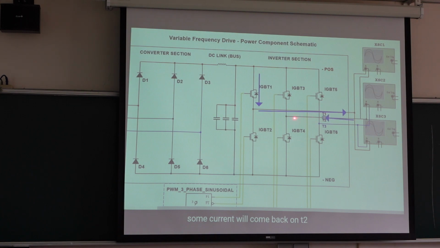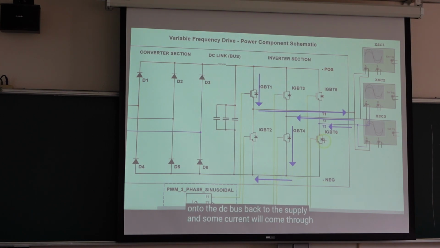Some current will come back on T2, go back to B phase, and some current will return on T3. Now there is overlap with 3 phases. It'll come from here to the motor through B phase to negative, T4 onto the DC bus, and back to the supply. Some current will also go from A to C through IGBT6 and then back to the supply. Then one of them will shut off, and a little current will continue to flow on the other one, and so on. So they sequence in 3s. Just keep that in mind. That's how it works.